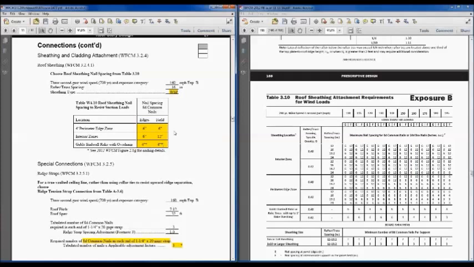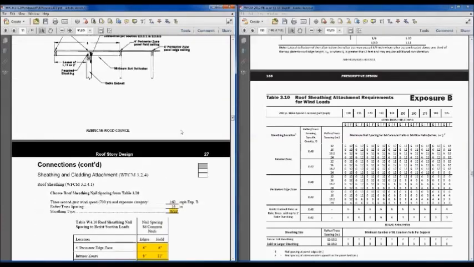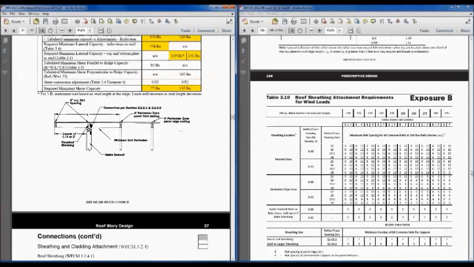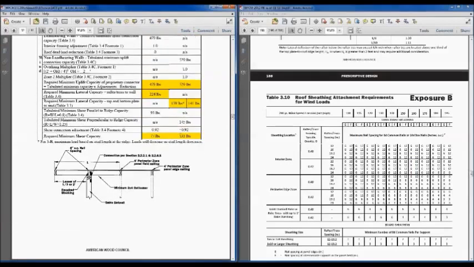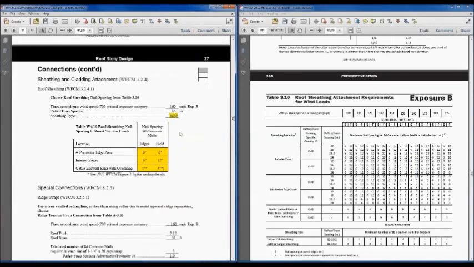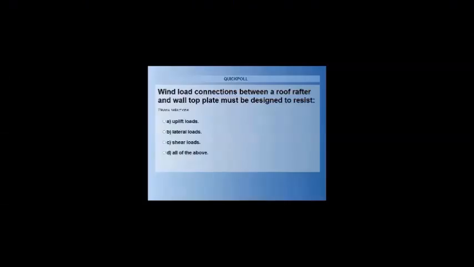And you know what? I just realized that I missed a poll. So Marcy, I'm going to ask you to come back real quick, and let's take a look at our last poll before we finish out here. All right. Let me launch that.